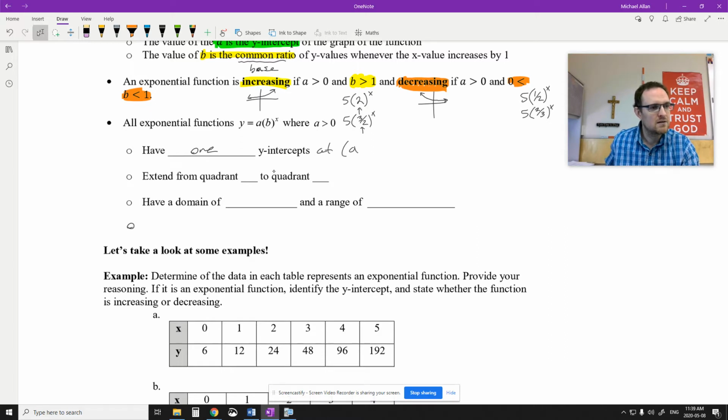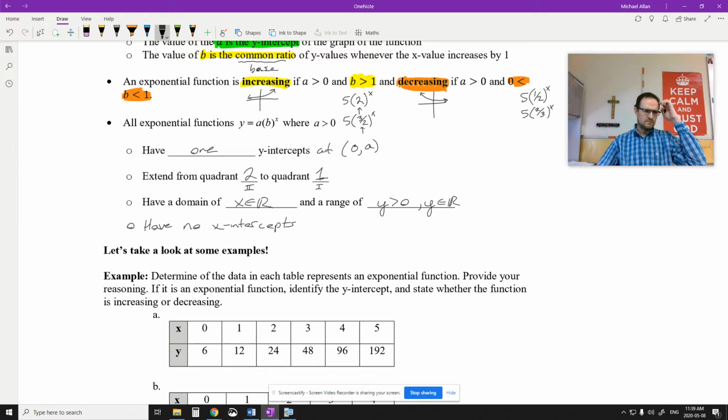At a. So 0. Remember, to find the y-intercept, you make x equal to 0. My bad, x equal to 0. A. Okay. So the a value is where my y-intercept is. Okay. They extend from quadrant 2 to quadrant 1. You can use Roman numerals there if you want. I don't care. They have a domain of x ∈ R, and they all have a range of y has to be greater than 0, y ∈ R. Okay. And my last point here is that they have no x-intercepts.